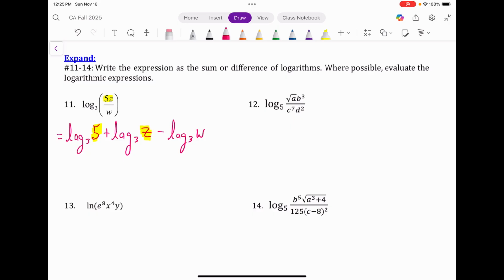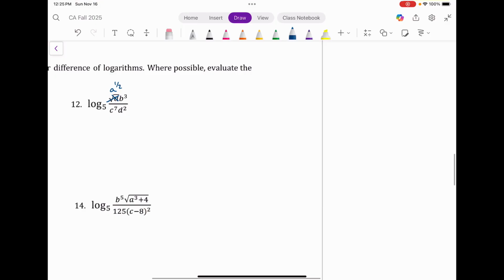12, we have 4 terms in that fraction. We got a, b, c, d. We can rewrite the square root of a just to be a to the 1/2. Okay, so this would separate into 4 logs, where a and b are both going to have positive logs because they are coming from terms in the numerator.